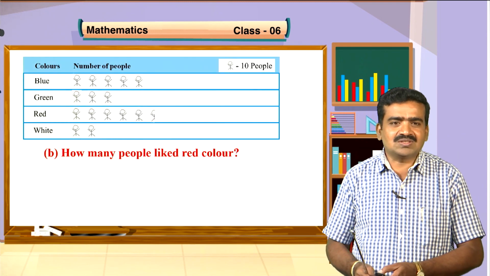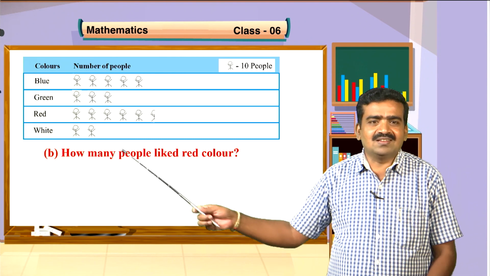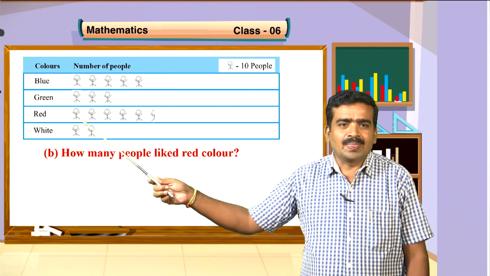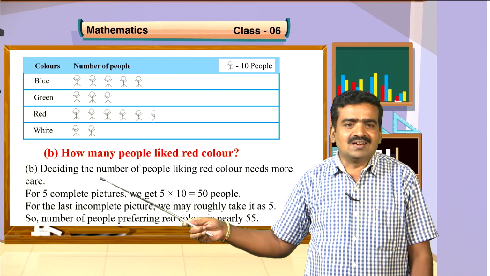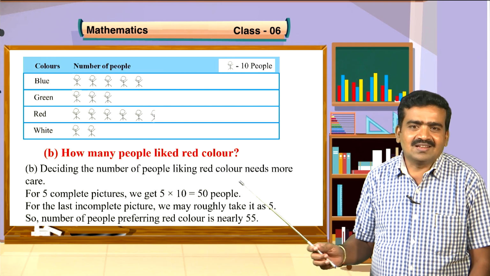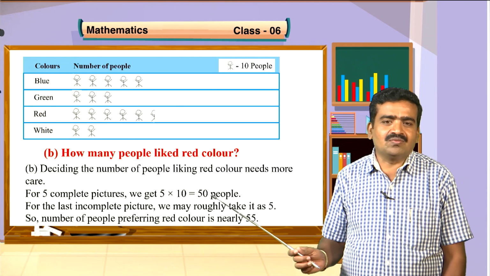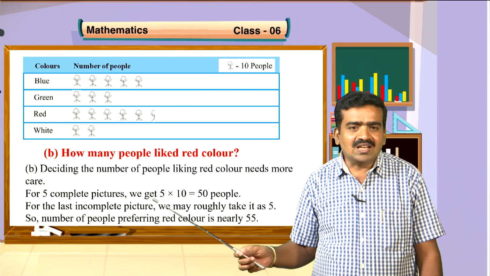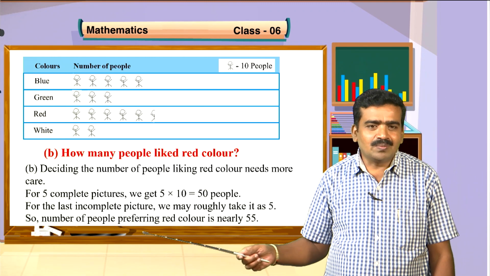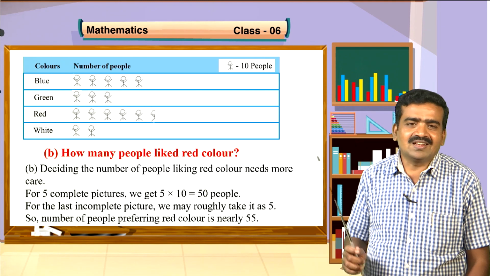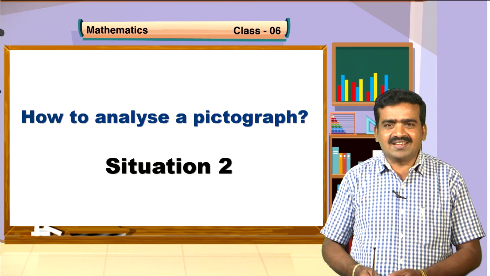Now, come to the second question. How many people liked red color? Here in the red color column, 1, 2, 3, 4, 5. Deciding the number of people who liked the red color needs more care. For 5 complete pictures, we get 5 into 10, 50 people. For the last incomplete picture, we may roughly take it as 5. So, the number of people who preferred red color is nearly 55. Is it understood? Shall we move on to the next situation?